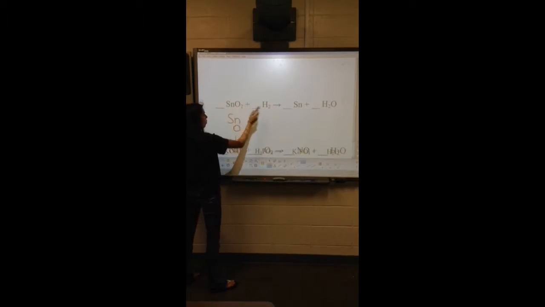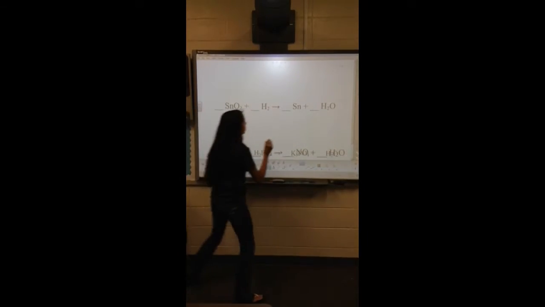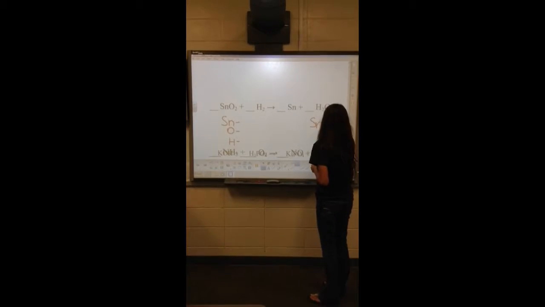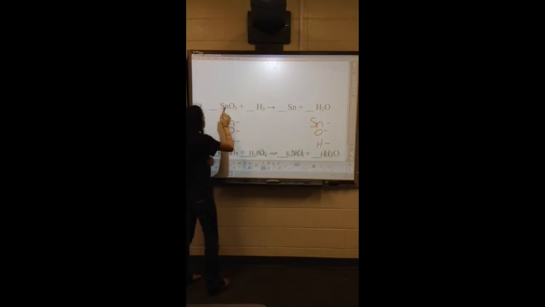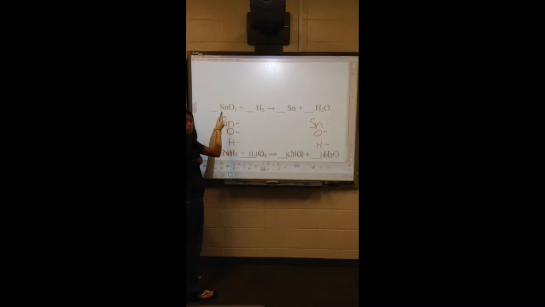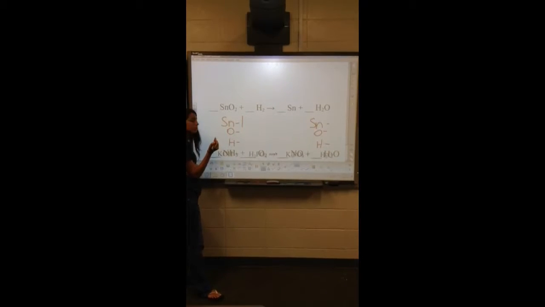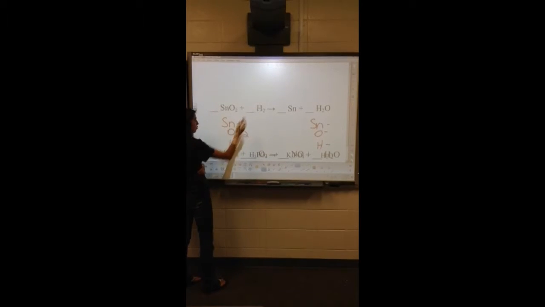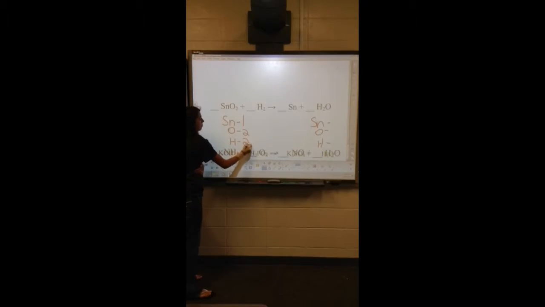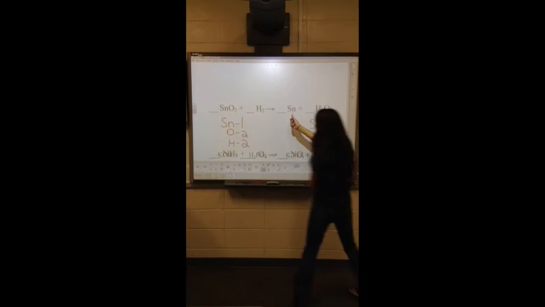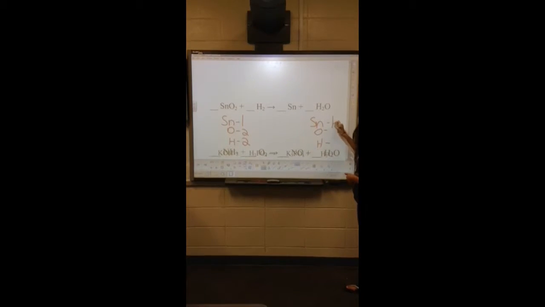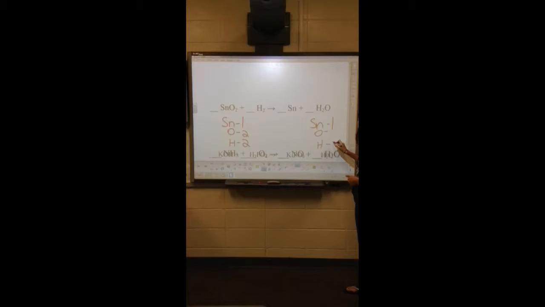So we have Sn, O, and H on this side, and Sn, O, and H on this side. On this side there is one Sn, because the 2 only goes to the oxygen if it's on the end. So 1. Then how many oxygens? 2. And how many hydrogens? 2. On this side, how many Sn? 1. How many hydrogens? 2. And how many oxygens? 1.